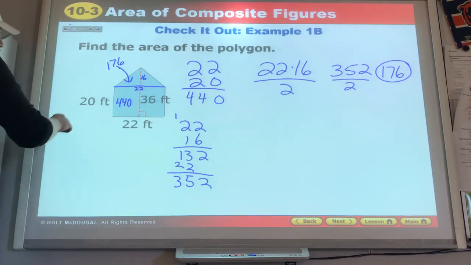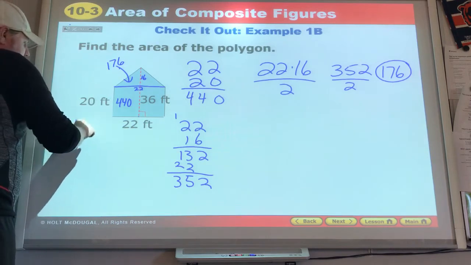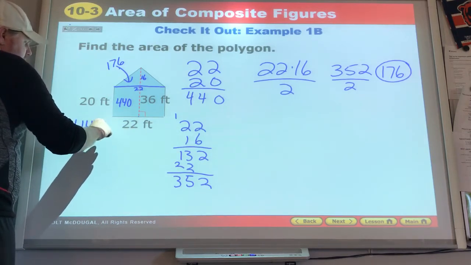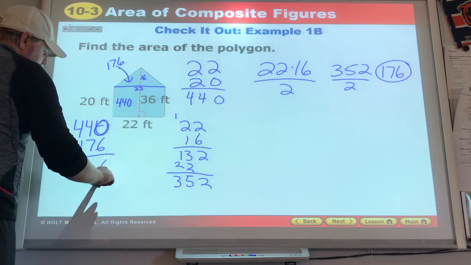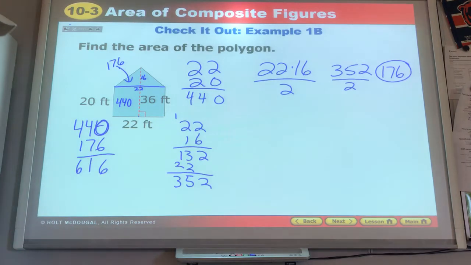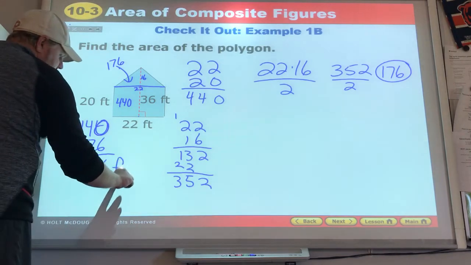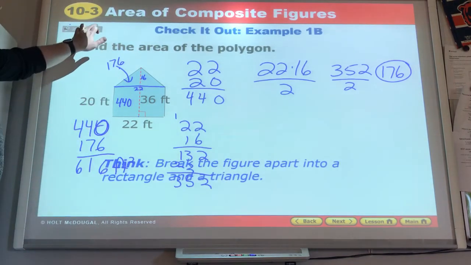When we add 440 for the rectangle, because that was the area of it, and 176, we get 616 if I did it correctly. And we would want to put feet squared. Okay? So we break it apart.